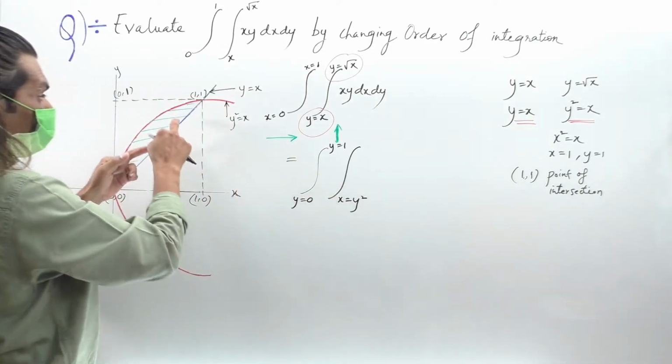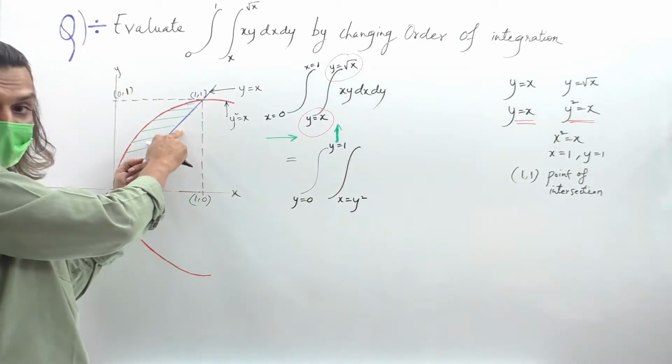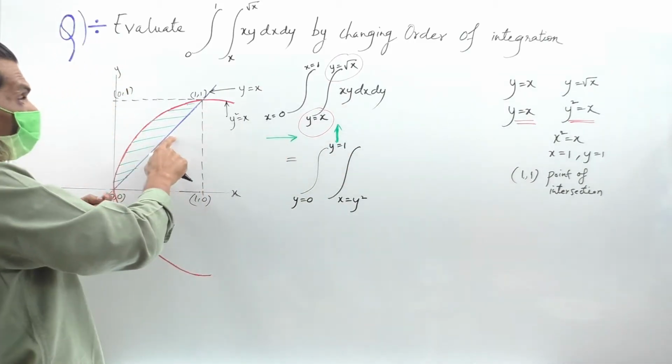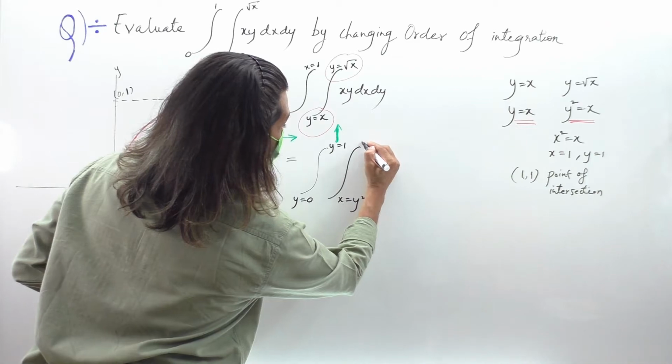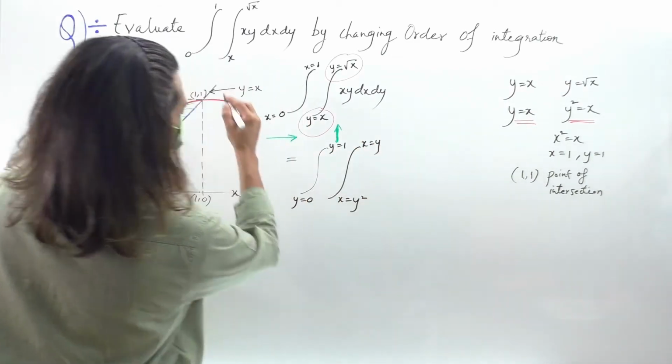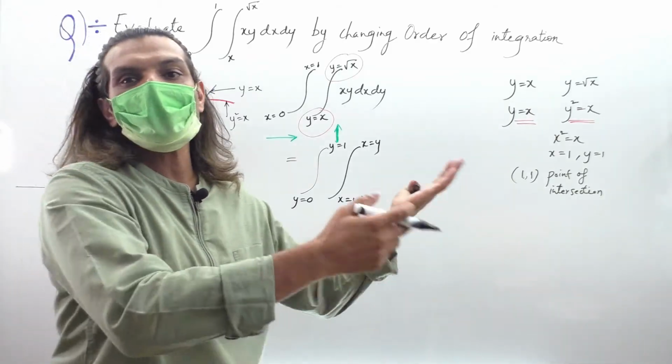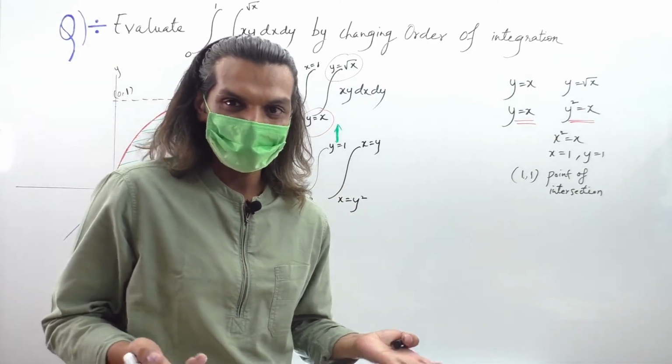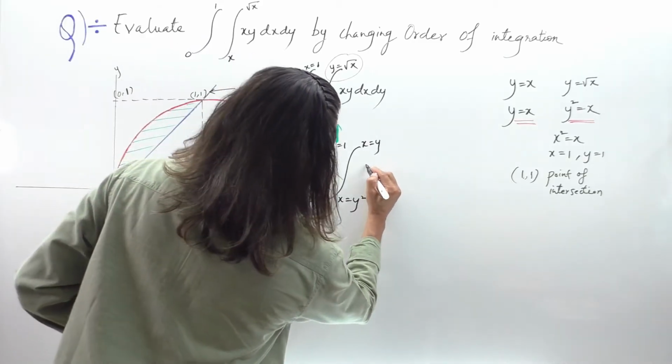And who is covering it, comes at the top, which you cannot see? The line y is equal to x. Writing that in terms of x, x is equal to y. That comes at the top. That's it. This is how the order is changed. Okay, now we'll solve this and get the answer.